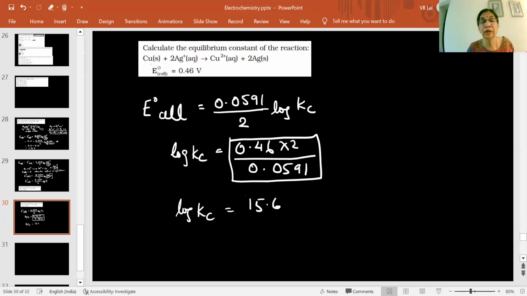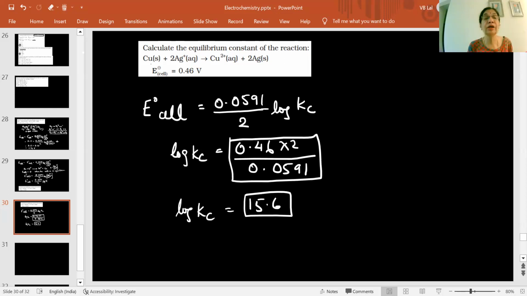So why I'm telling you this value is that the anti-log of 15.6, either that will be given to you or you can leave the answer as 15.6. So this is how you calculate. Sometimes they may ask you to calculate the equilibrium constant of the reaction based on the values that are given to you. So if you know the E0 cell of a reaction, you can calculate the equilibrium constant also of a reaction.